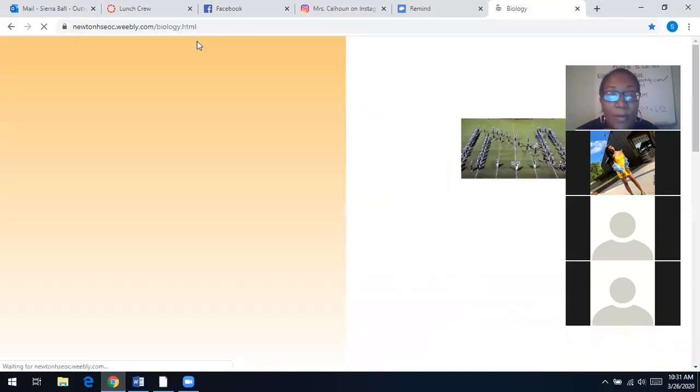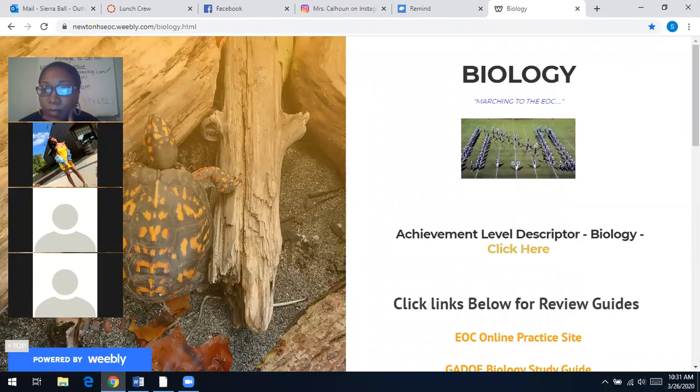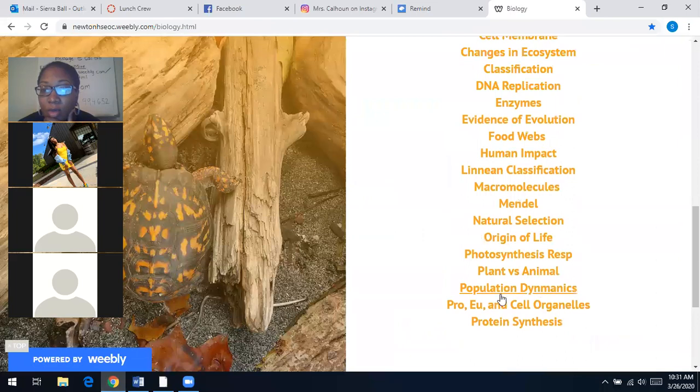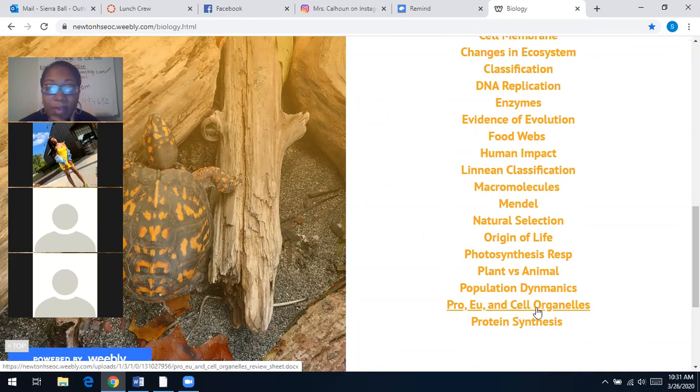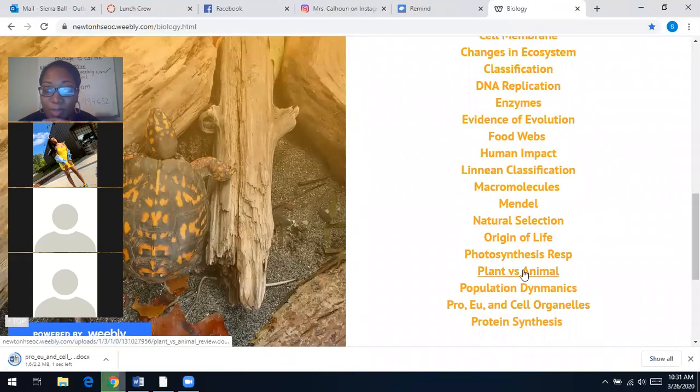Okay, do you guys know what worksheets we're going to be doing today? No. All right, so I'm going to do this one first: prokaryotic, eukaryotic, and cell organelles. And if you want to go ahead and download the other one, it's plant versus animal. So these are the two we'll be doing today. A lot of this stuff is just repeating, so if you do it on this worksheet, it's literally filling in the blank.